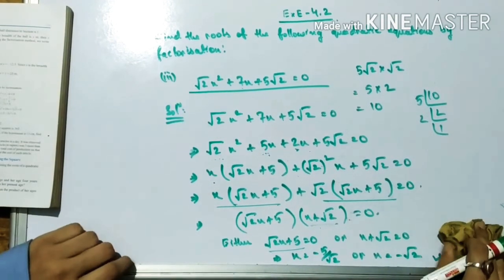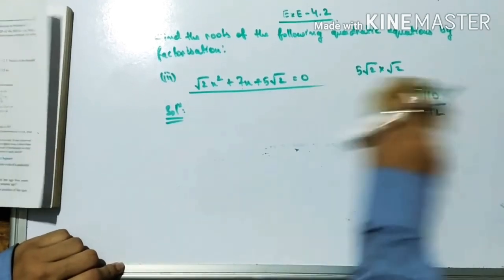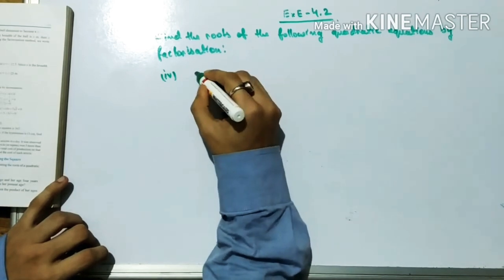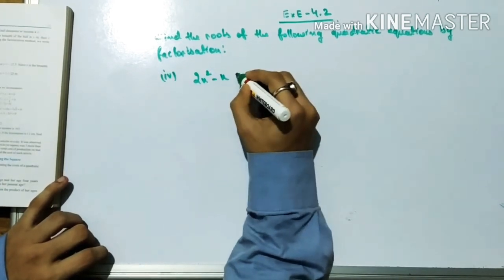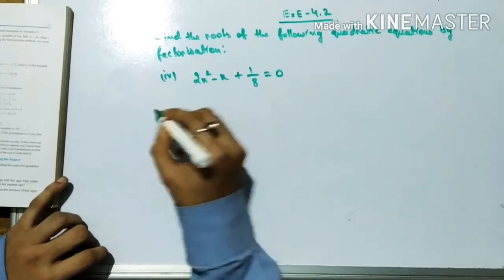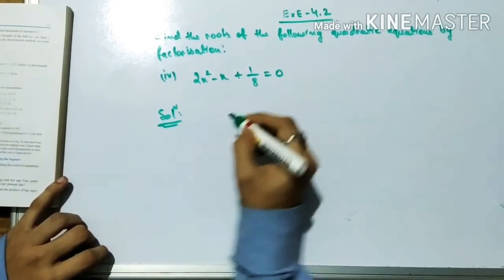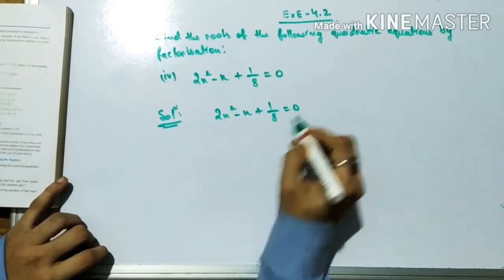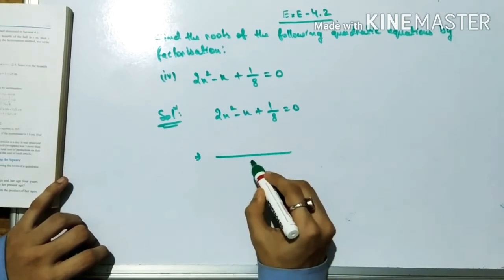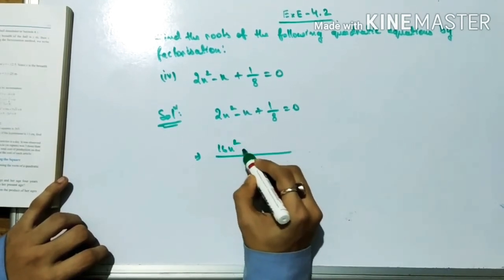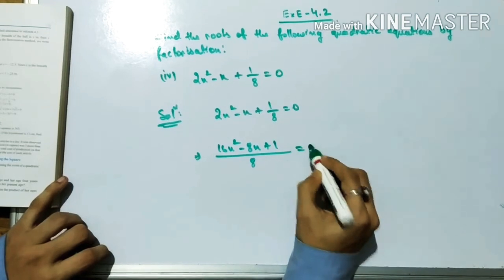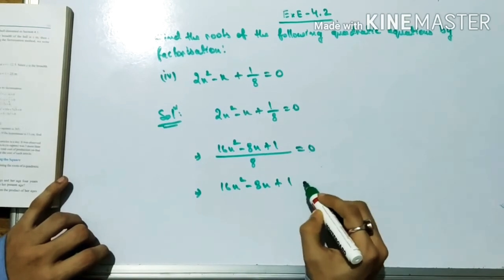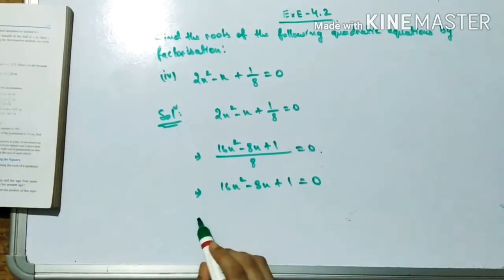Okay. Next one, you see, question number 4. 2x square minus x plus 1 by 8 equals to 0. So here on the left hand side I will take the LCM. So it will become 16x square minus 8x plus 1 equals to 0. So ultimately I will get 16x square minus 8x plus 1 equals to 0. The 8, if I send it to that side, I will get this.